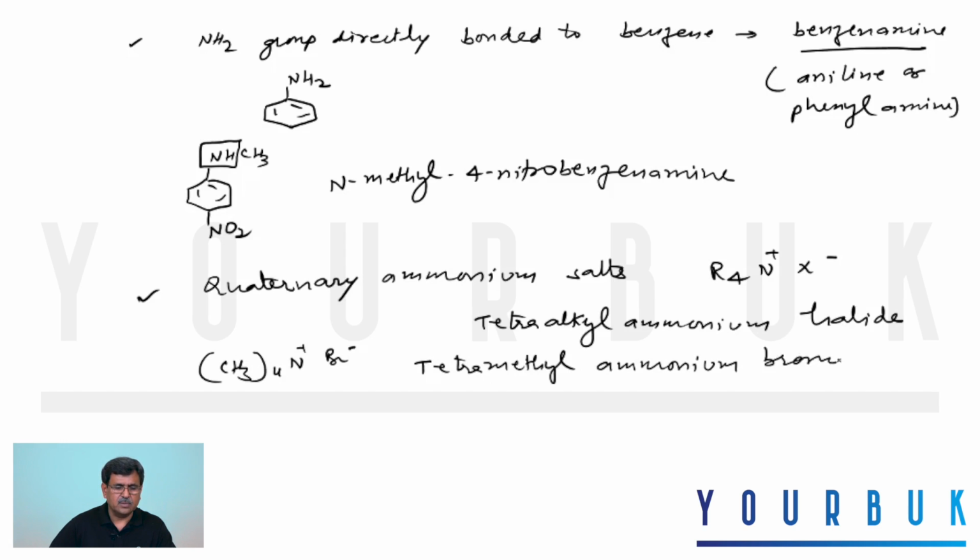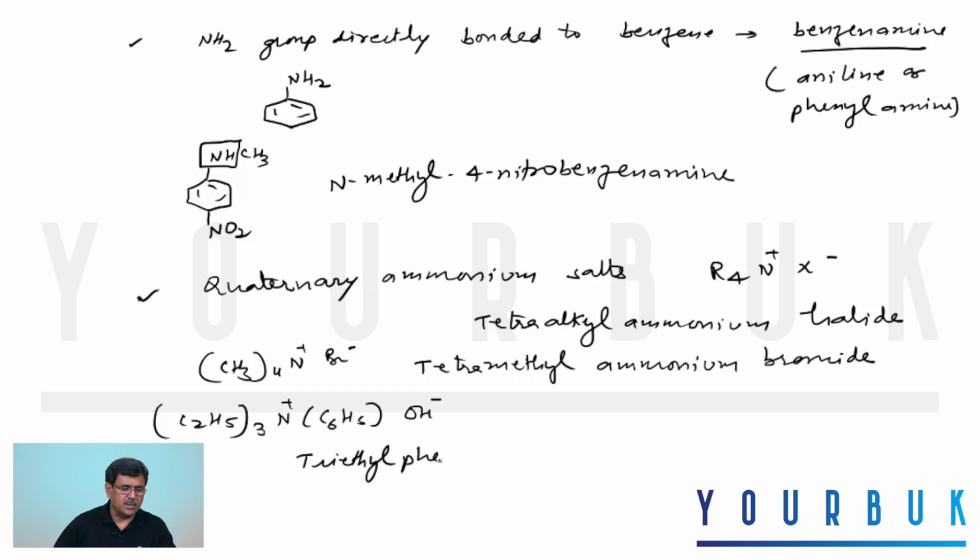And if they are different, you arrange them alphabetically. For example, we have (C2H5)3N positive, C6H5 stands for phenyl, and this is OH negative. This is a hydroxide and it is named as triethyl phenyl ammonium hydroxide.